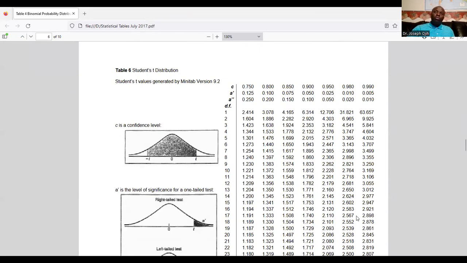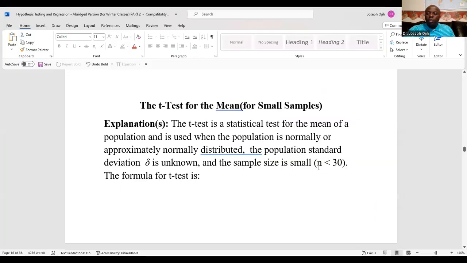Now, actually, I showed you we were doing confidence intervals. That was last week, and the last 2 weeks. Now, for the small sample, we use the t-distribution and we do the t-test. When we say that the sample size is small, we're talking about less than 30.